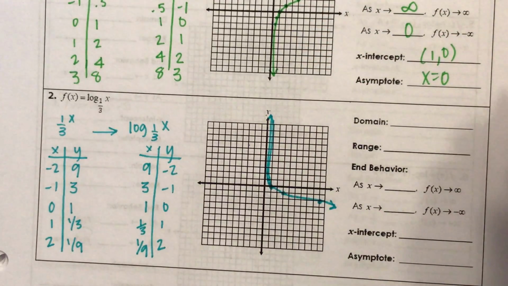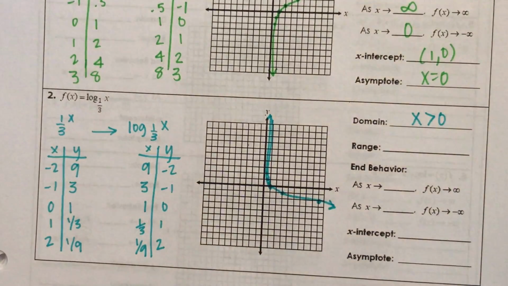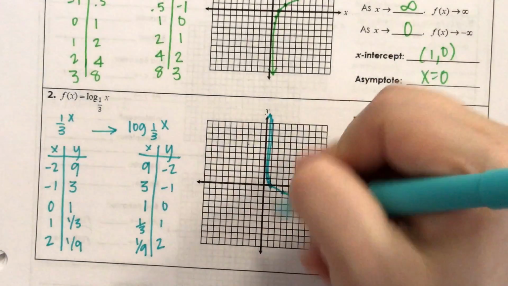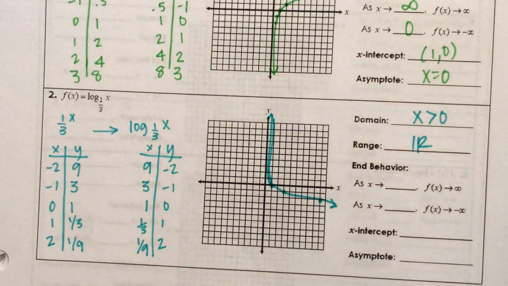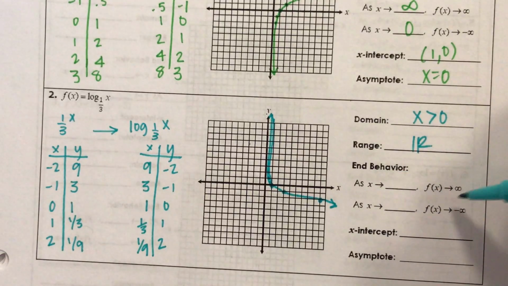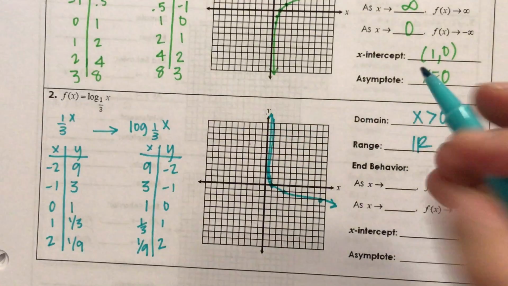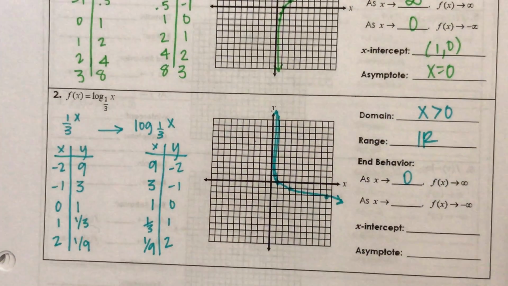Okay, so my domain, I still cannot have anything less than 0 for x. I must have everything greater than 0. My range is again all real numbers. As x goes to blank, f of x goes to infinity. So as x goes to 0, in fact, my function goes to infinity.